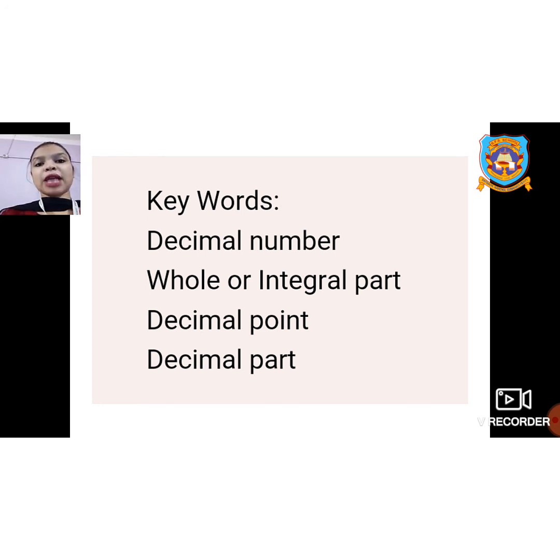So this is the class for today. I hope you have understood, as revision, how to convert decimal to fraction. Again I am saying the steps. First we have to write the number without the decimal point. Then we have to count the digits after the decimal point. Then we divide by 1 followed by as many zeros as the number of digits after the decimal point.